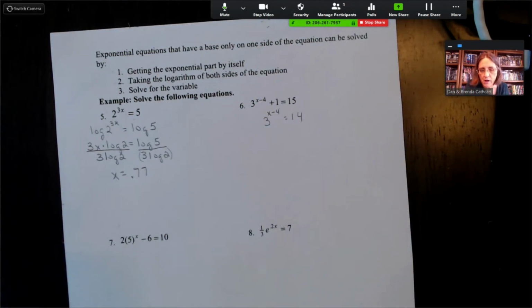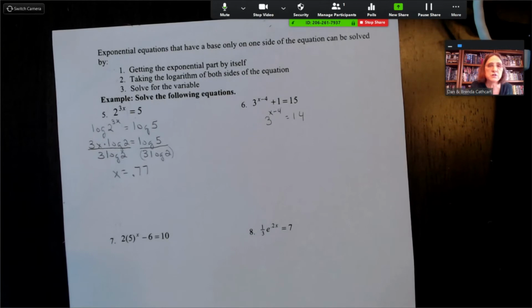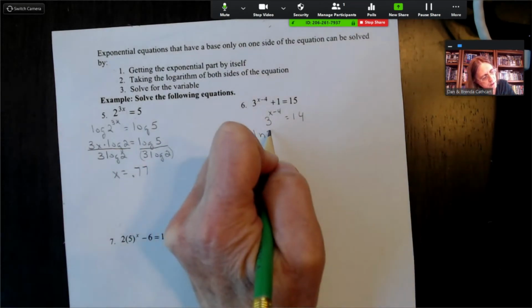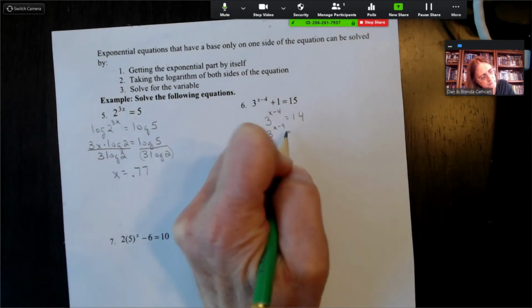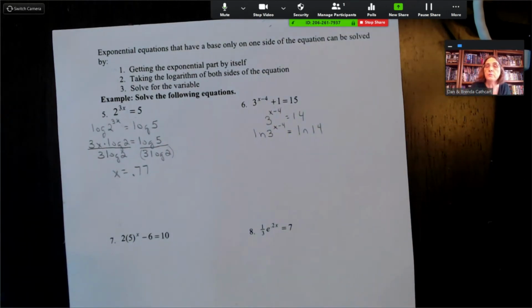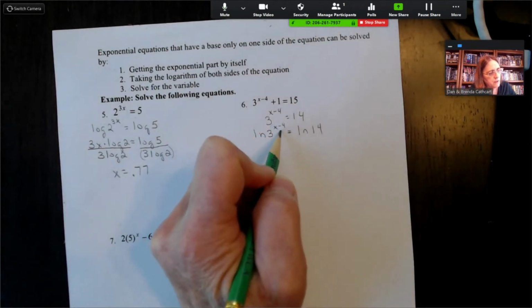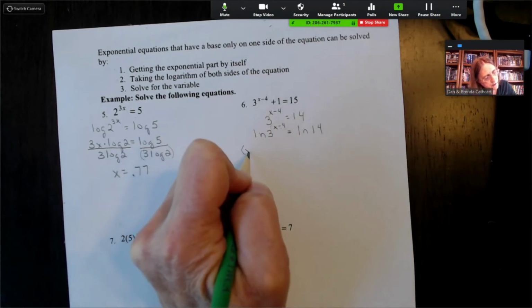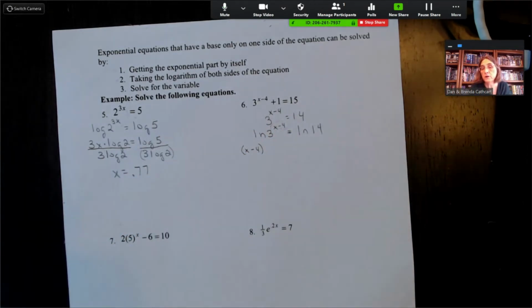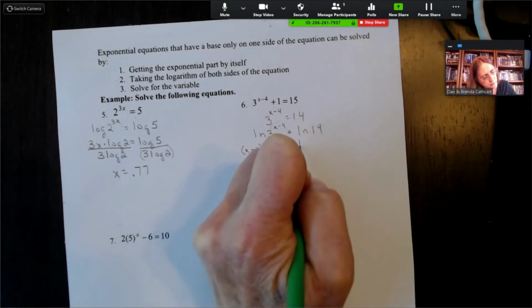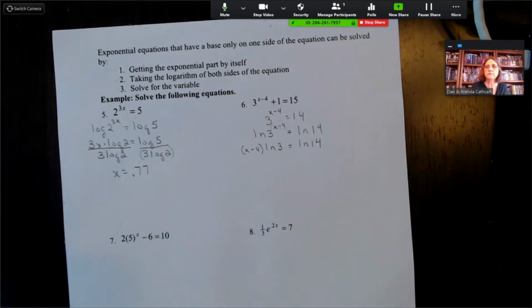And now I'm going to do the log to both sides of this equation. This time let's just use the natural log. Remember, natural log is expressed as ln. It's base e. So we're going to do the natural log of 3 to the x minus 4 equals natural log 14. Again, using the properties of logarithms, we are going to take the exponent and rewrite this expression using a product. So we have x minus 4 in parentheses, the quantity x minus 4, multiplied by the natural log of 3 equals the natural log of 14.